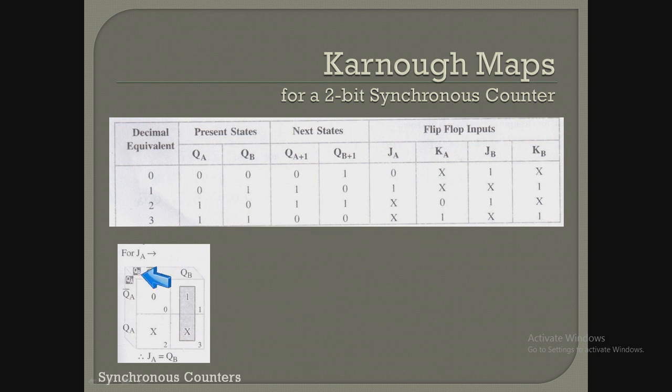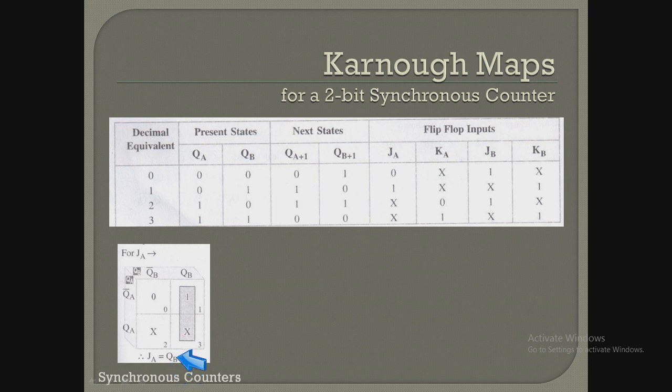So this is the Karnaugh map for the first input, JA. So we have 0, 1, cross and cross, and on solving it we have a pair. A pair will remove one variable. So if you recall, we have this solution for the Karnaugh map of JA. So JA becomes equal to QB. So this is the first Karnaugh map.